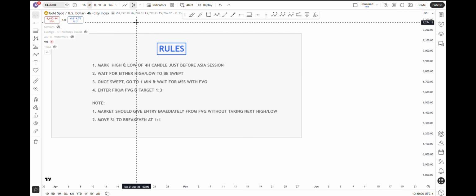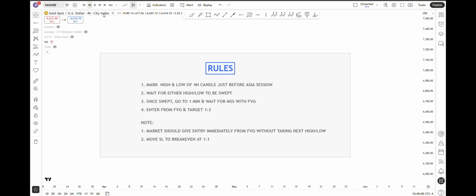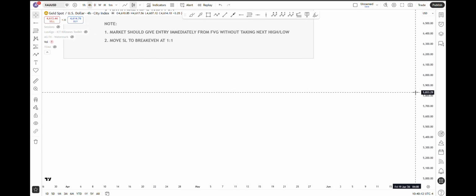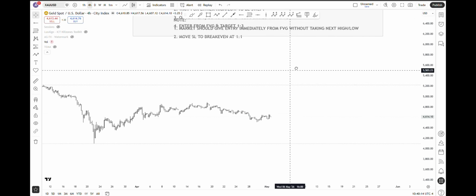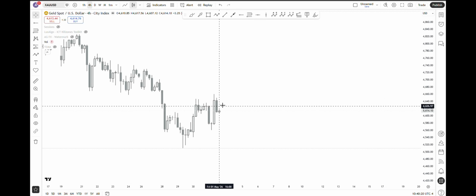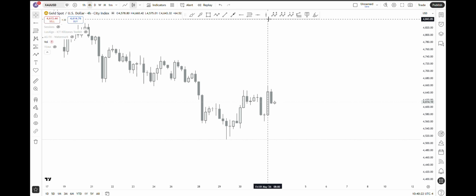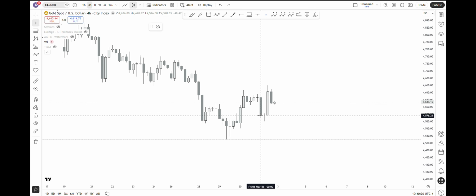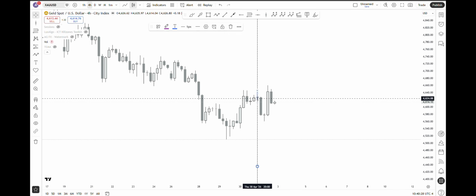And you can see that this chart is the gold chart for a very unpopular broker, which is called City Index. And the reason I chose this particular broker is that if you look at the chart, and this is the 4-hour time frame by the way, you can see that the candle actually starts exactly at 8 p.m. New York session. So this is exactly when the Asian session starts.